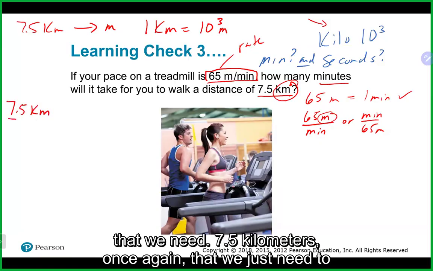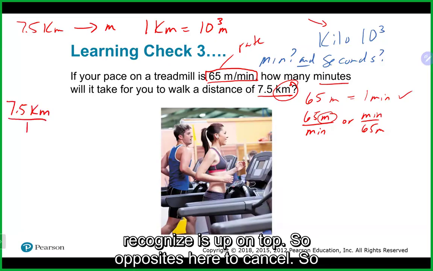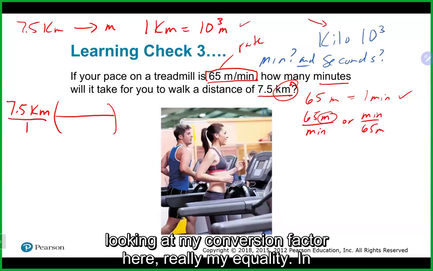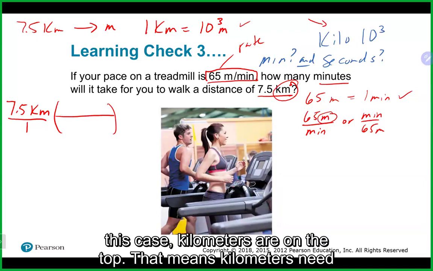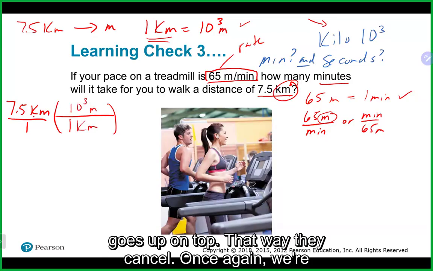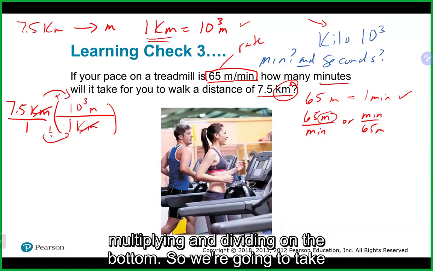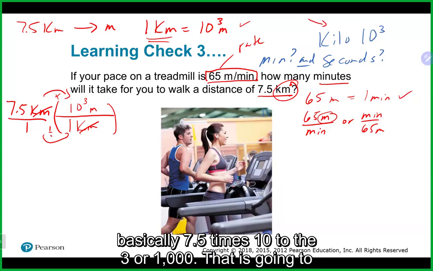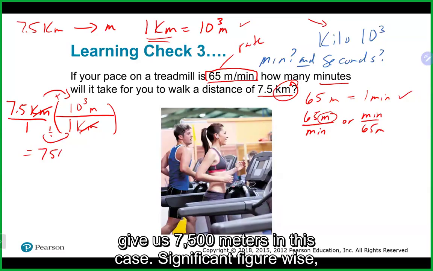Once again, we just need to recognize that kilometers is up on top, so opposites here to cancel. Looking at my conversion factor, or really my equality, kilometers are on the top. That means kilometers need to go in the opposite location, and our 10 to the 3 meters goes up on top. That way they cancel. Once again, we're multiplying and dividing on the bottom. So we're going to take basically 7.5 times 10 to the 3, or 1,000. That is going to give us 7,500 meters in this case.